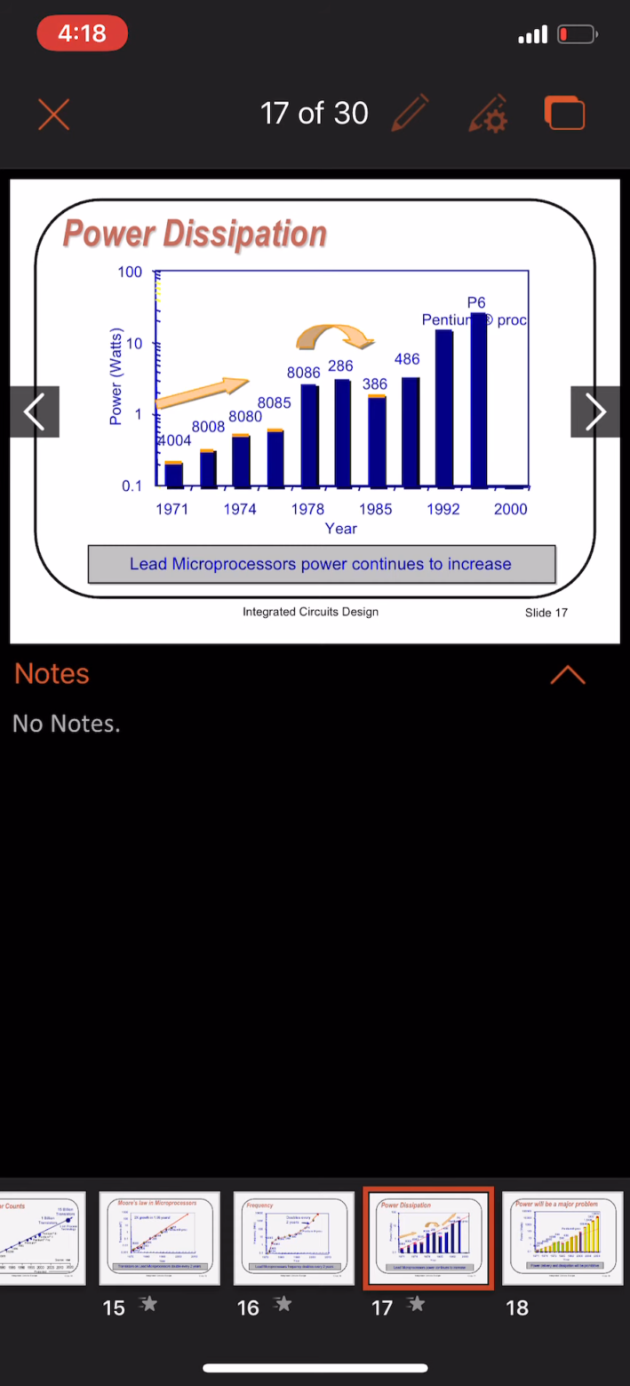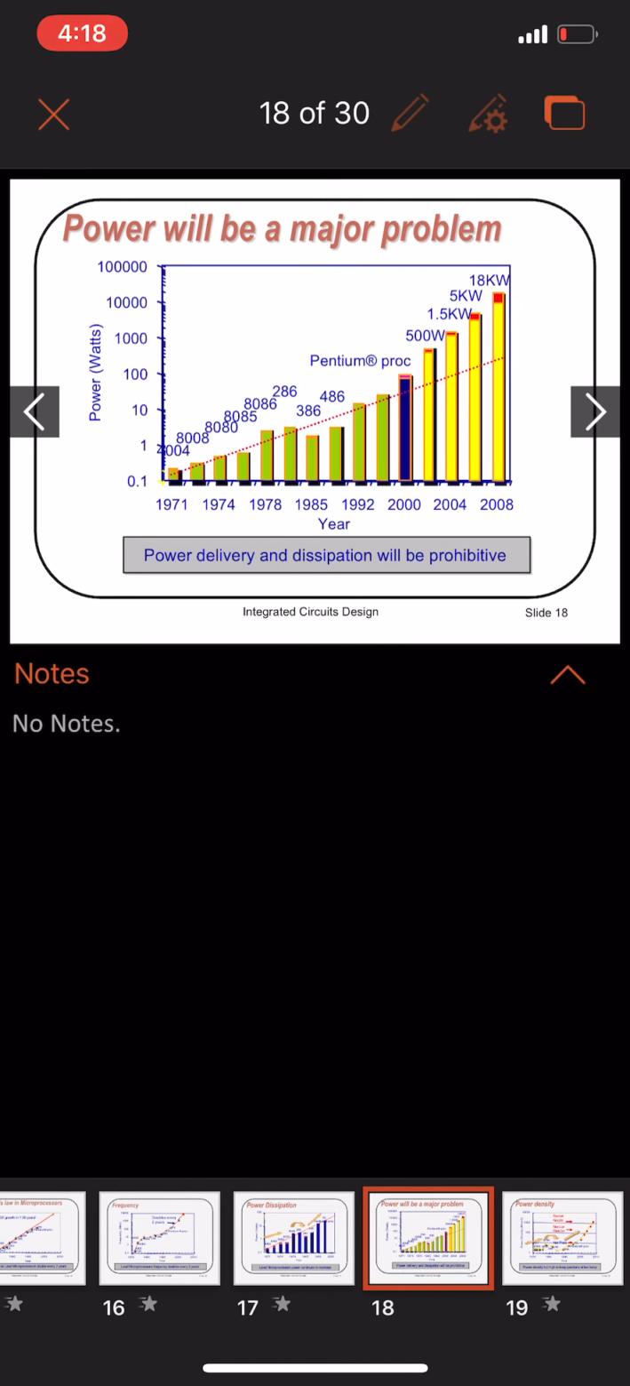Here you can see the trend. Power dissipation is continually increasing. So power dissipation is going to be a major problem in integrated circuit design. Here you can see the trend of power dissipation from year 1971 to 2008. Power dissipation is continually increasing, because nowadays we have more complicated chips with billions of transistors inside a small silicon area, and they are dissipating a lot of power.